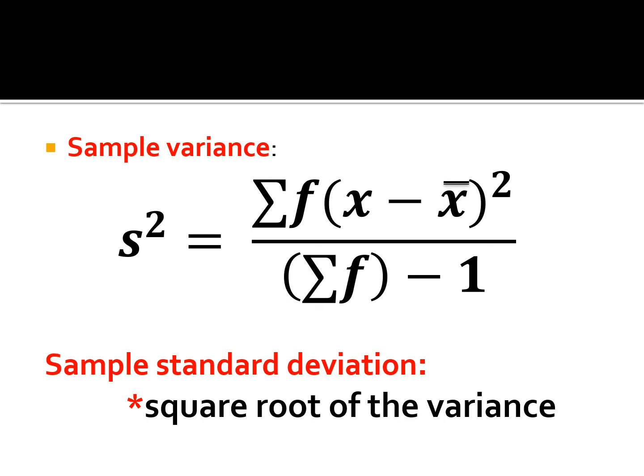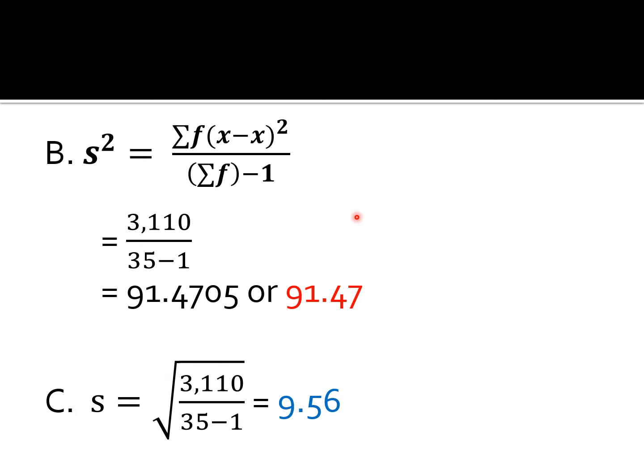Okay, and the sample variance and sample standard deviation are the following. So this is the computation for the sample variance. As you can see, we have the total in here, 3,110, the total in the last column. And for the denominator, we have 35, the total frequency, minus 1. Always that. And then we'll get 91.4705 or 91.47, two decimal places, okay? And for the sample standard deviation, just the square root of the sample variance, you will get 9.56.